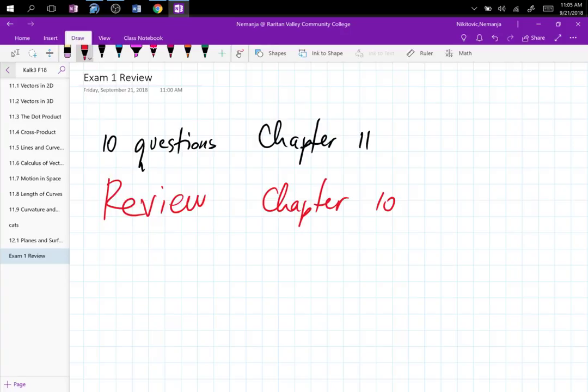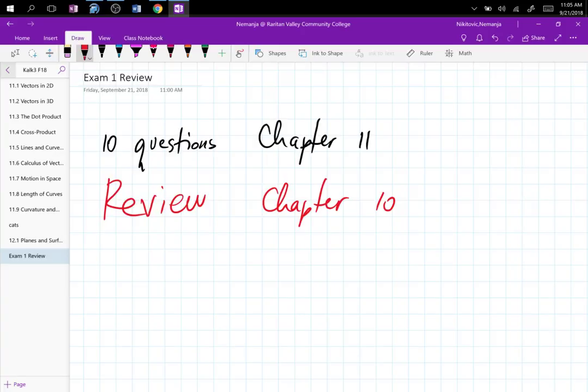Because parametrization is in chapter 10, right? And basic polar stuff, chapter 10. We're going to use polar coordinates, obviously, much more in chapter 13 and 14, but some basic stuff from 10.2 can pop in.